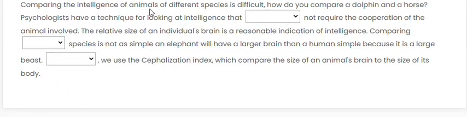Comparing the intelligence of animals of different species is difficult. How do you compare a dolphin and a horse? Psychologists have a technique for looking at intelligence that does not require the cooperation of the animal involved.